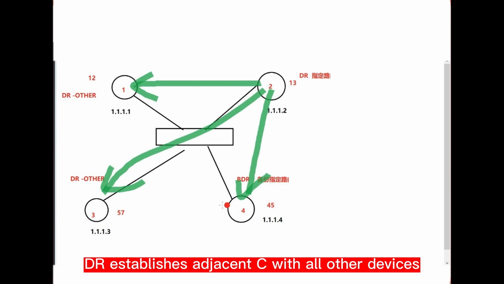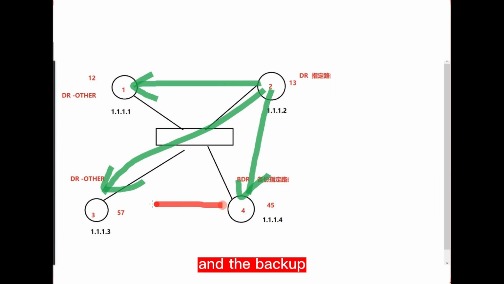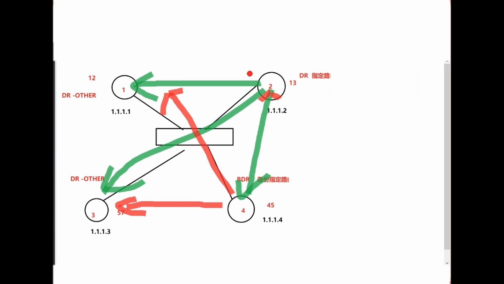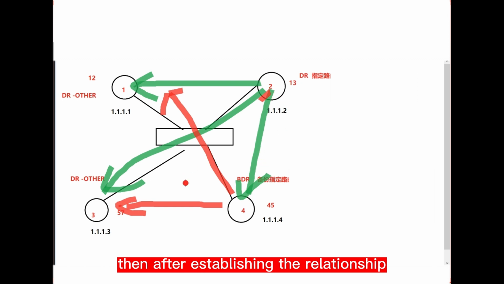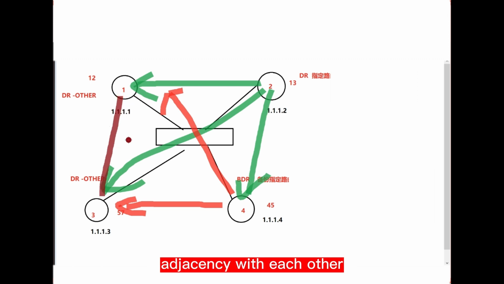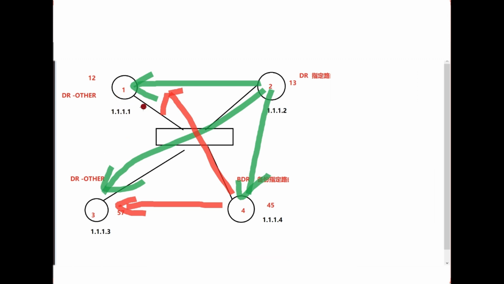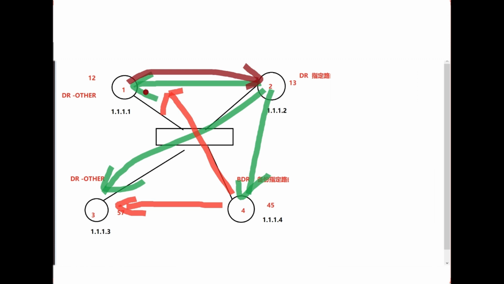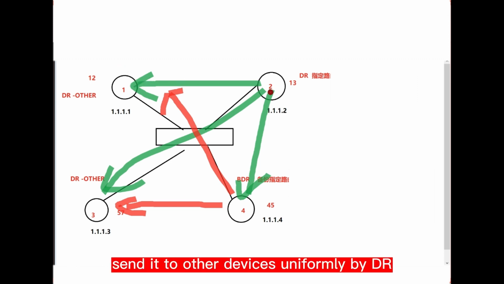DR establishes adjacency with all other devices, and the backup also establishes adjacency with all devices. After establishing the relationship, the DR others are only neighbors; they do not need to establish adjacency with each other. In the future, if a DR other has data or an update of information, it is sent directly to the DR. When they sync, it is not syncing with all devices; it only sends this information to the DR, and the DR sends it to the other devices uniformly.